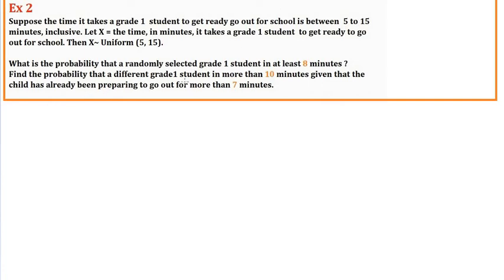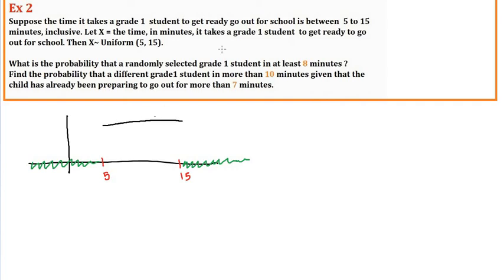So the probability that a randomly selected grade 1 student takes at least 8 minutes will be found graphically, between 5 and 15 supported. That's our graph. It's going to be 0 if x is less than 5, and if x is greater than 15, our PDF is 0. And the height of the function is 1 over b minus a, which is 1 over 15 minus 5, which is 1/10.